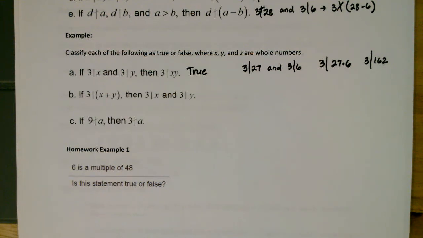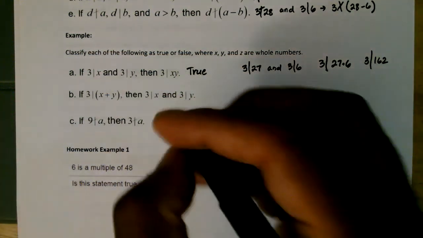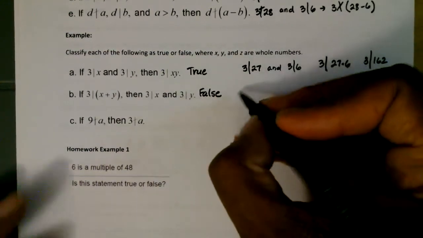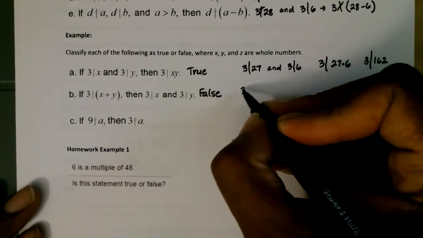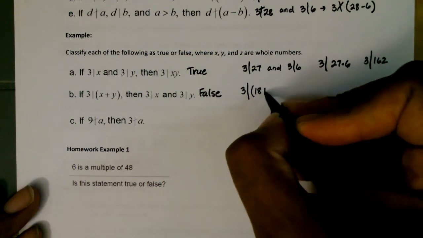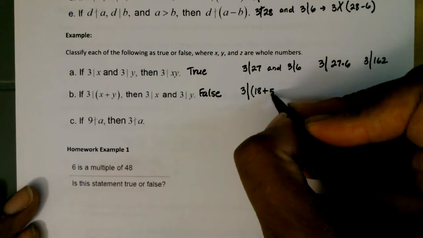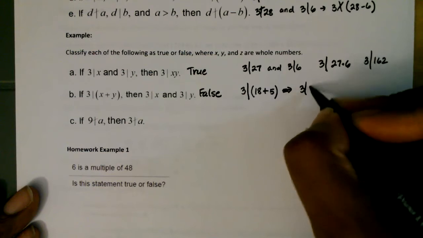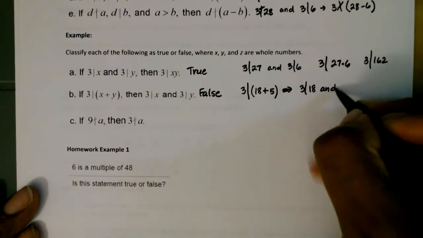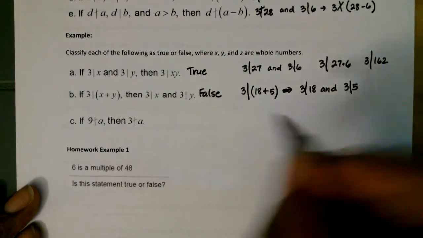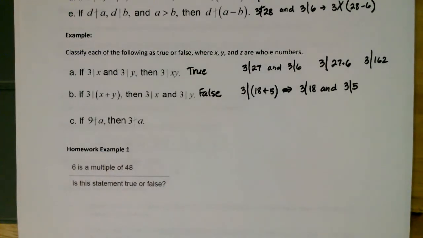Part B, if 3 divides the sum of X and Y, then 3 divides X and 3 divides Y. That's going to be false. An example of that would be, let's say 3 divides, of course, 18. Let's say 3 divides 18 plus 5. That means 3 divides 18, which is, of course, true, and 3 divides 5. But this part right here, that 3 divides 5, is false. So that means this statement in part B is going to be false.